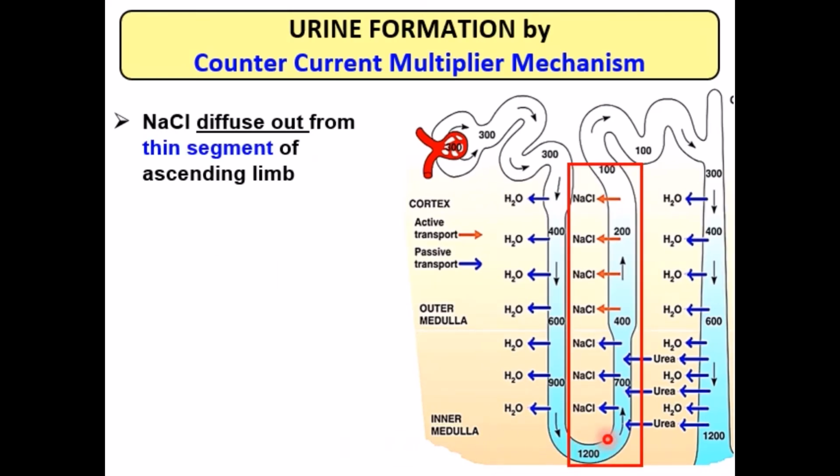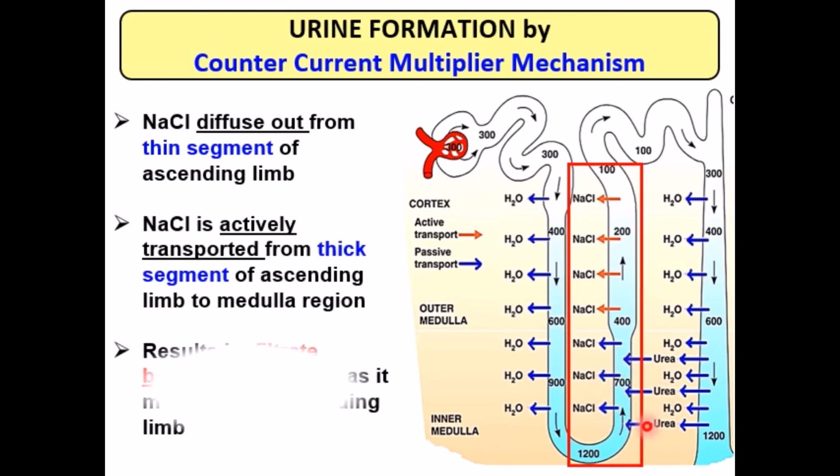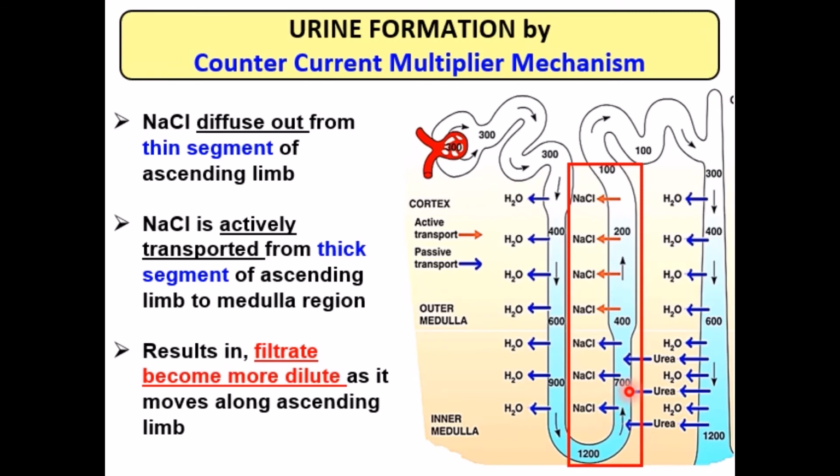NaCl diffuses out from the thin segment of the ascending limb, whereas NaCl is actively transported from the thick segment of the ascending limb to the medullary region. As a result, the filtrate becomes more dilute as it moves to the distal convoluted tubule.